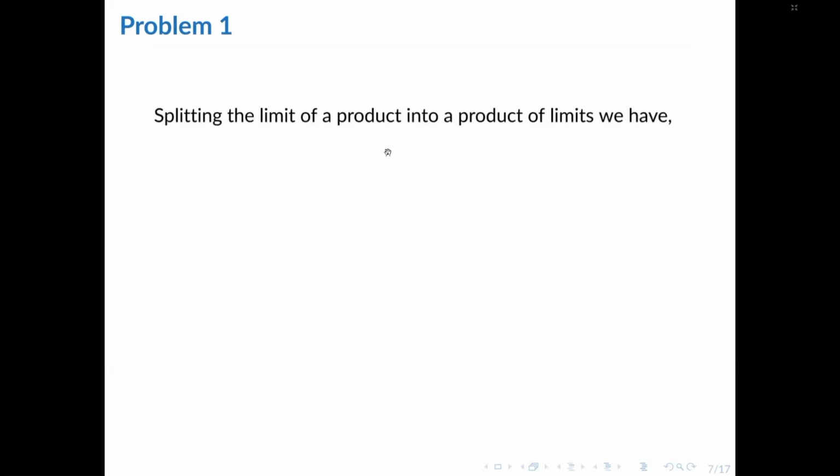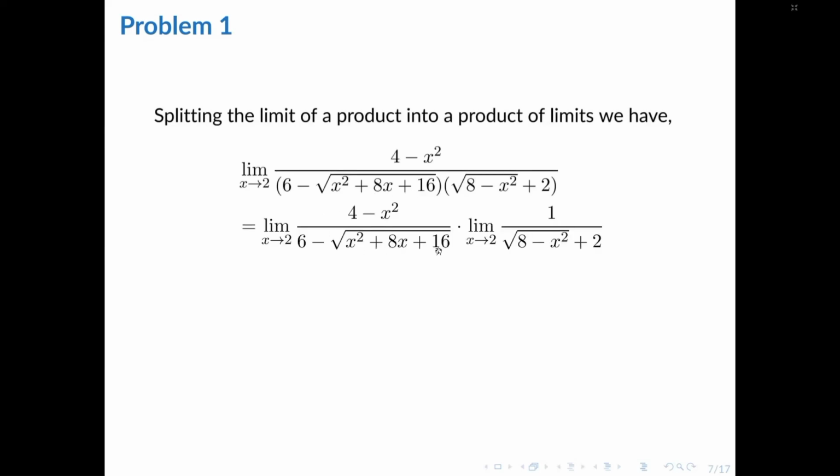Splitting the limit of a product into a product of limits, we have this. So what we did here is we split the original function into two. This is a rule discussed earlier. So the limit of f of x times g of x is equal to the limit of f of x times the limit of g of x.